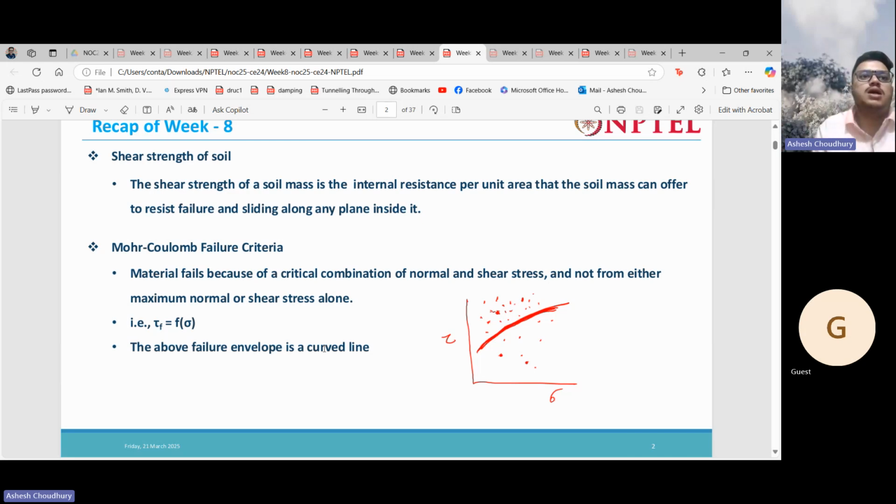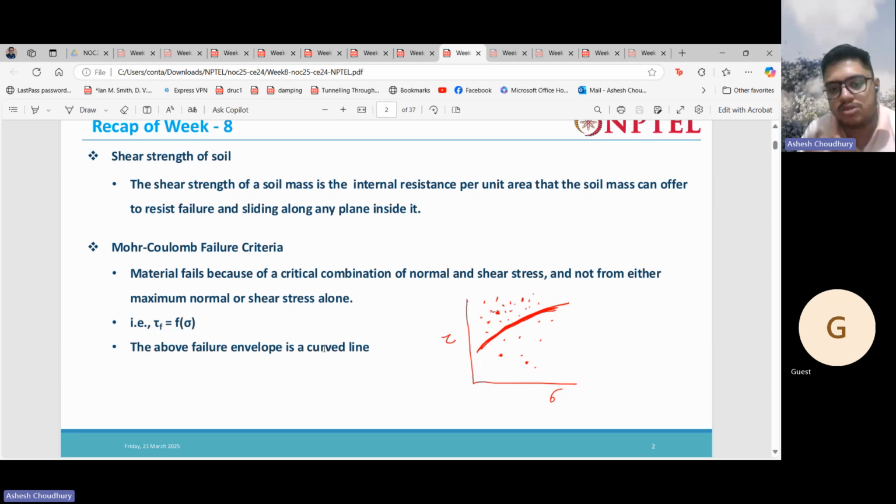The soil will slide or fail along the weakest plane, that plane where you have the least shear resistance. That will always be my failure plane. In the Mohr-Coulomb failure criteria, the material fails because of a critical combination of normal stress and shear stress, and not from either maximum normal stress or maximum shear stress alone. So this is very important. Failure always comes at a critical combination of shear stress and normal stress.